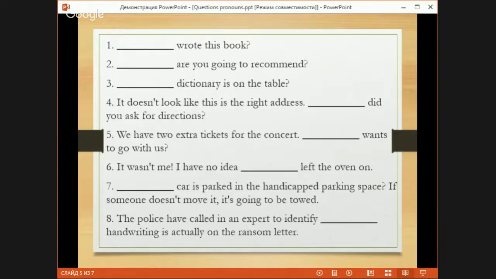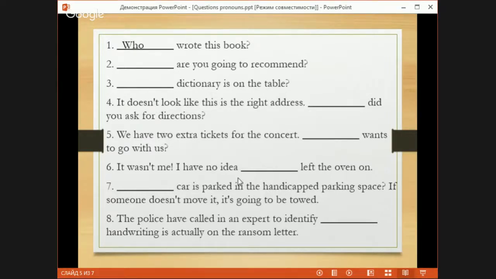Let's look at the next one. Again, you have to think and make the right choice. So let's check what we got.